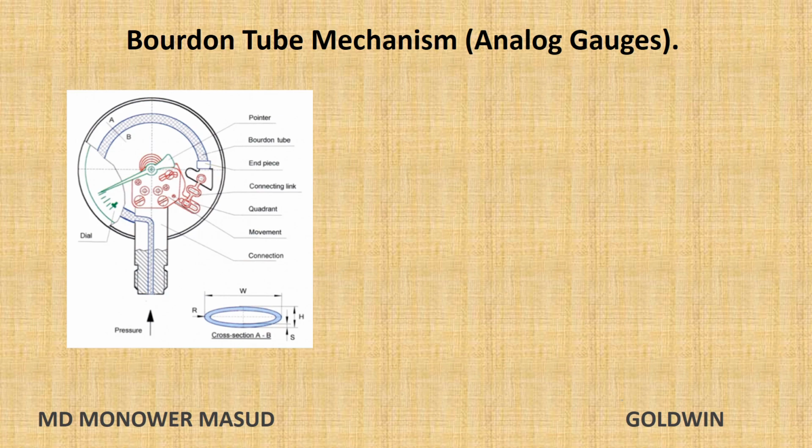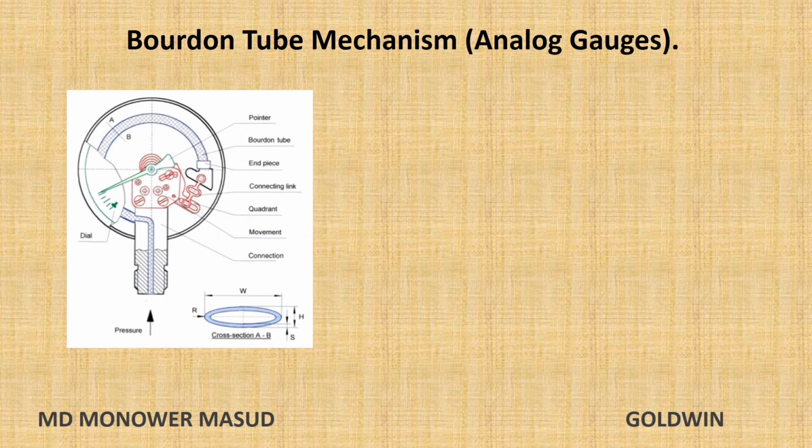Bourdon tube mechanism, analog gauges. Working principle. The Bourdon tube is a curved, hollow tube made of metal, typically bronze, brass, or stainless steel. When pressure is applied to the inside of the tube, it tends to straighten out. This deformation causes the free end of the tube to move, which is mechanically linked to a pointer on a calibrated dial. As pressure changes, the tube's deformation changes, causing the pointer to move across the dial, indicating the pressure.